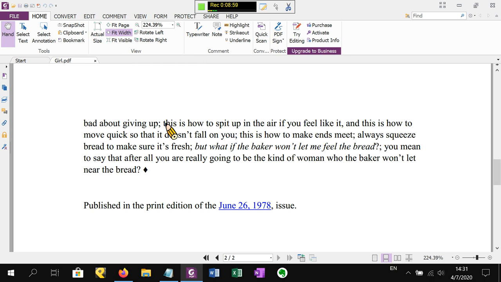This one. This is how to spit up in the air if you feel like it, and this is how to move quick so that it doesn't fall on you. On the surface level, the literal level, this could be kind of funny as a kind of game to play when you're bored and you don't have other games or other people to play with. You can play this game with yourself. On the symbolic level, it seems to be saying this is how you do things to people without them taking revenge on you, or how you can attack people without being attacked by them, or how you can do things and avoid the consequences.